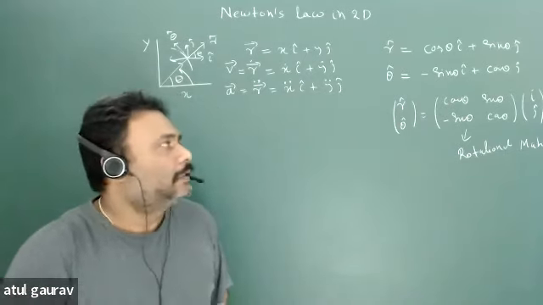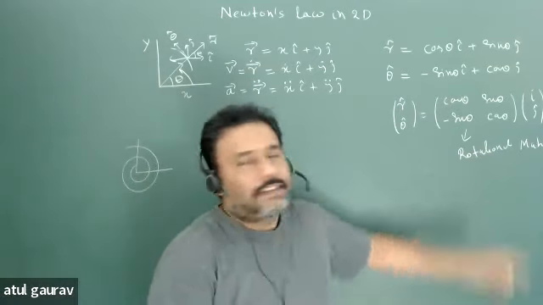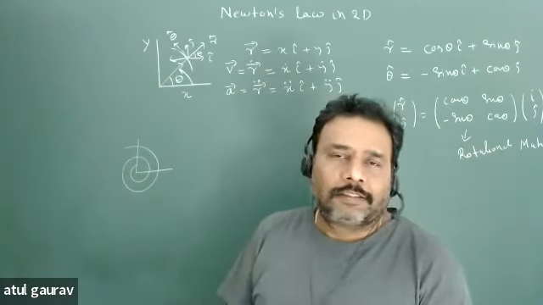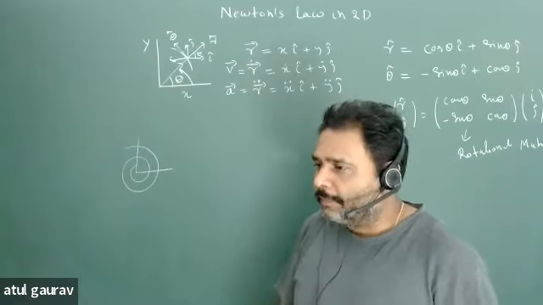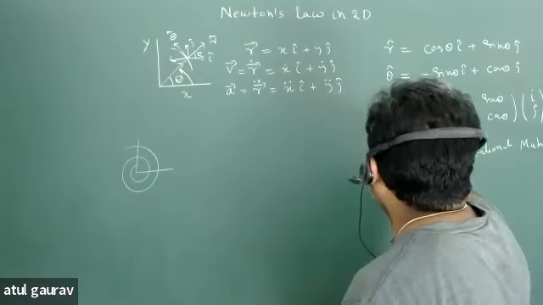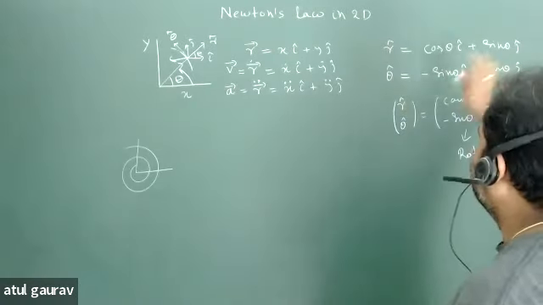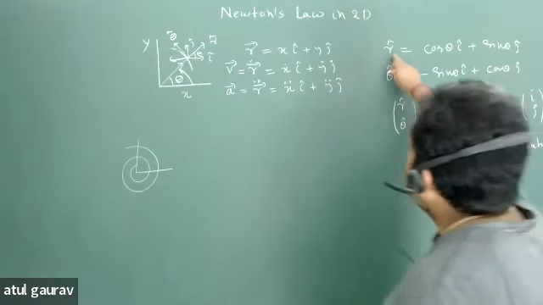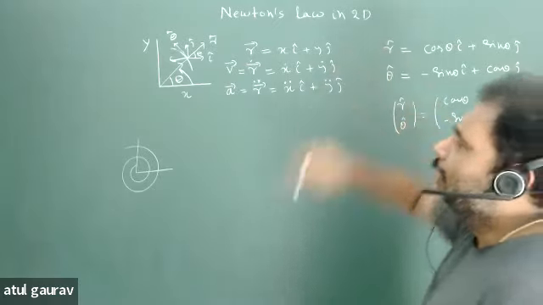कैसा matrix है ये? What is an orthogonal matrix? You can just check. R inverse is equal to R transpose, something like this, isn't it? आप check करने की कोशिश करना. Anyway, so this is my R cap and this is my theta cap. Now, are R cap and theta cap independent of time or dependent on time?